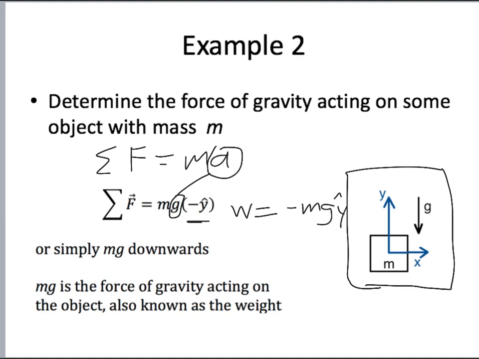And typically we could simply say that W is equal to mg downwards. Both of those cases, I've got both the magnitude, the mg, and the direction, either downwards or minus y hat. So I'm clear about what the components of the force are. And remember, weight is just the force of gravity, and that's going to be the mass of the object times the acceleration due to gravity, little g. Again, it's a mass times an acceleration, but this is a special acceleration, little g.